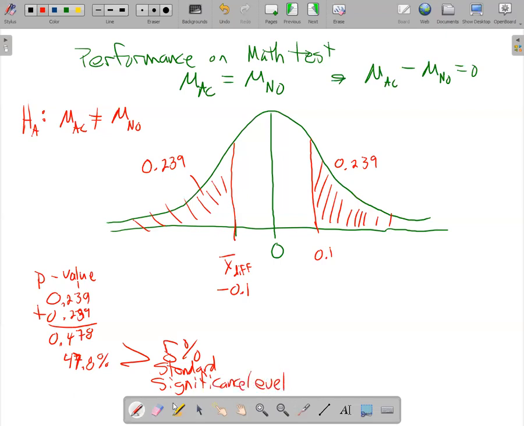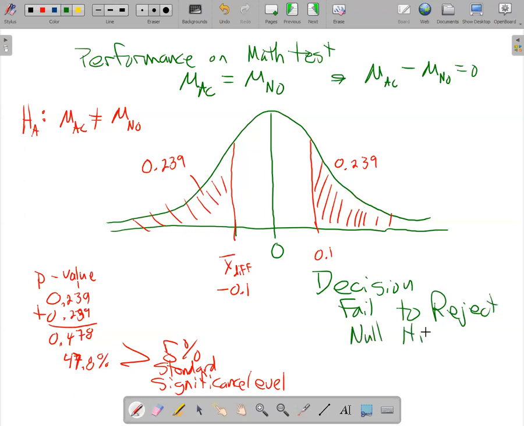So you only get to reject the null, which we're usually excited to do. Wow, look, the research says, hey, this is some new information. Is this new? Nah, this says there's no difference. Sorry, this is about the same as 0. So in this case, we fail to reject the null. So that's my decision. Decision: fail to reject null hypothesis.